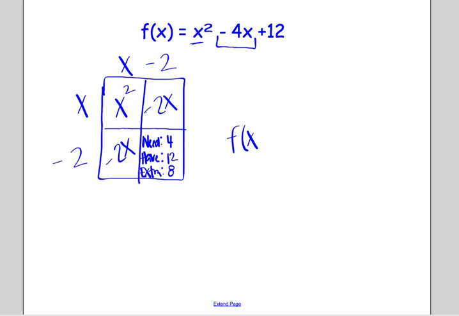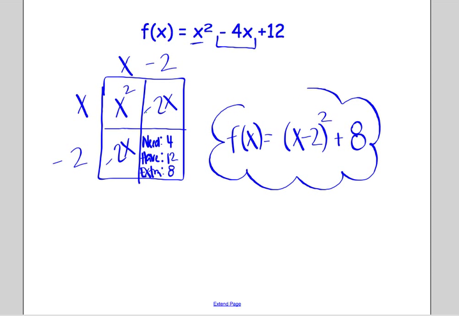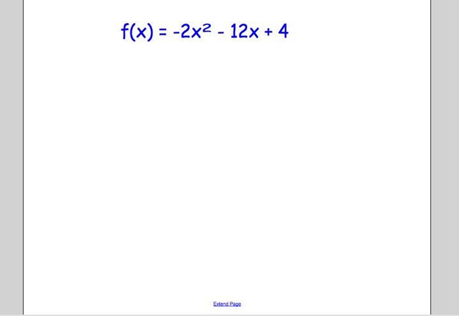When I go to my equation, we had x minus 2 squared. We had enough to build that square. And then we had extra, so we're going to add on the 8 extra that we had left over. And we've now rewritten this equation in graphing form. Let's take a look at another one.